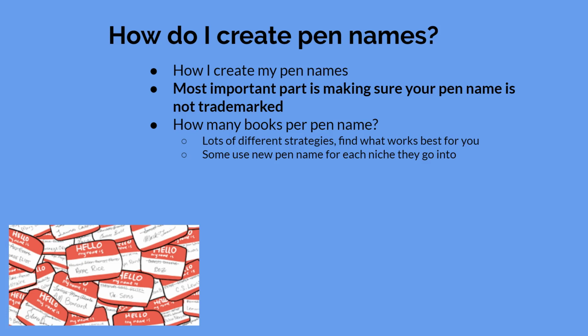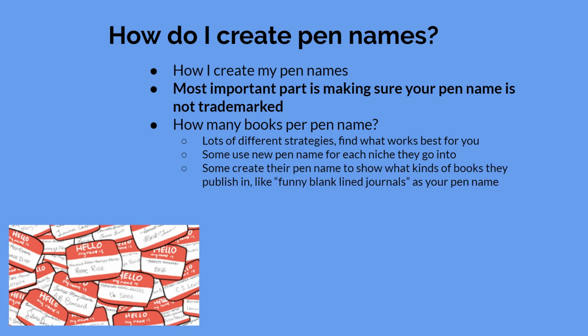But you could even take it a step further and niche down even more, because there's so many different dogs. If someone was a Doberman Pinscher lover or a German Shepherd lover, they could actually create German Shepherd Publishing, something like that. So it's very specific, even to a breed of dog. You can take it as niched down as you want, or you can stay as broad as you would like. And so, right here, some create their pen names to show what kinds of books they publish in, like funny blank lined journals or abstract lined journals as your pen name.